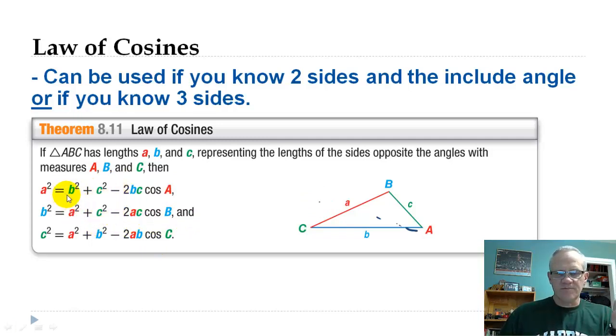Now, if you look closely, this is not three different formulas. It's really just one formula written three different ways. If you have a squared, that side squared will equal the other two sides squared and added together, minus 2 times each of those sides times the cosine of the angle across from where you started. So b squared equals a squared plus c squared minus 2 times a times c times the cosine of B. And c squared equals a squared plus b squared minus 2 times a times b times the cosine of C. It's the same pattern, just three ways depending on what side you start from.